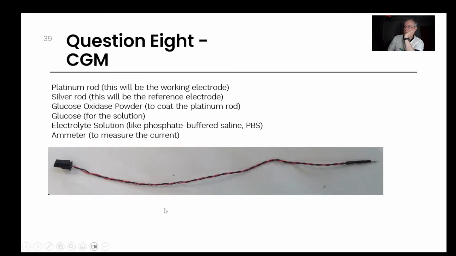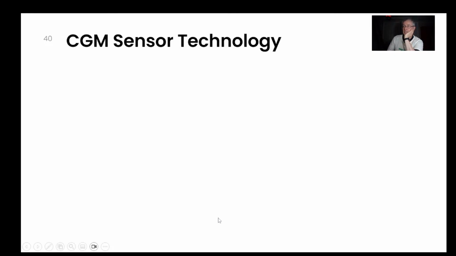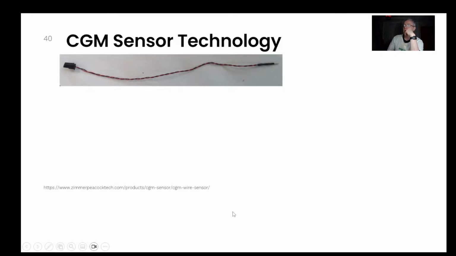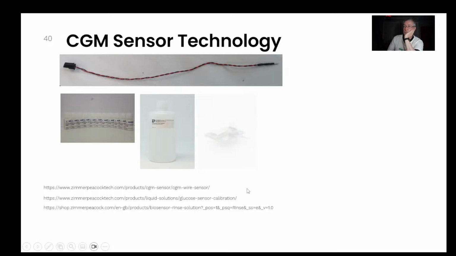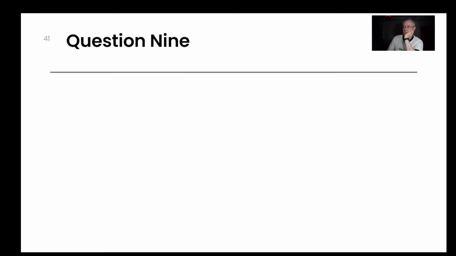If you want a CGM sensor, you can find one on the ZP website. Buy it, try it, learn all your lessons from it. You can buy CGM sensors for doing lab proof of principles. You can buy test solutions from ZP. You can buy rinse solutions from ZP, so you can reuse the electrodes. You can buy the electronics from ZP, especially OEM solutions.